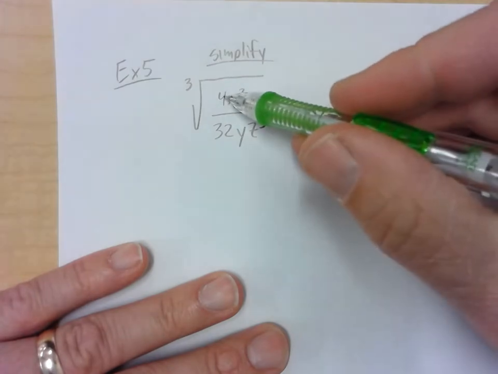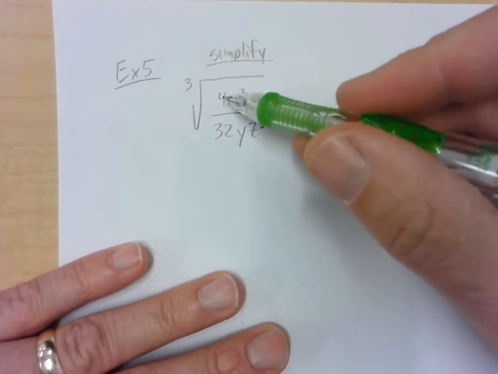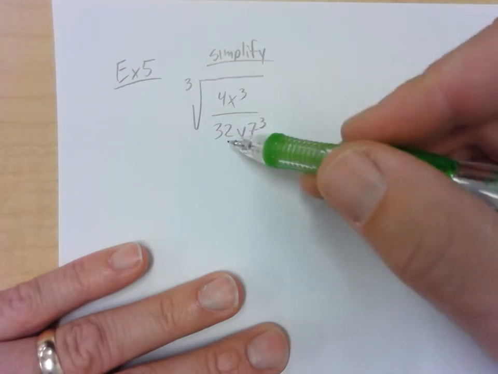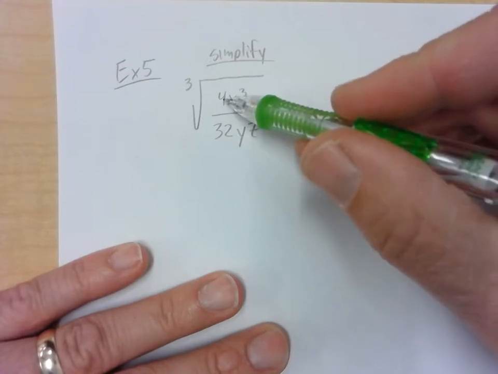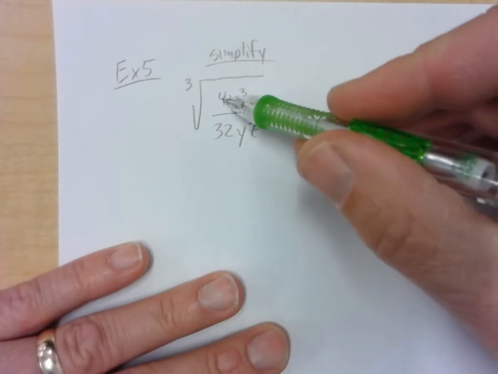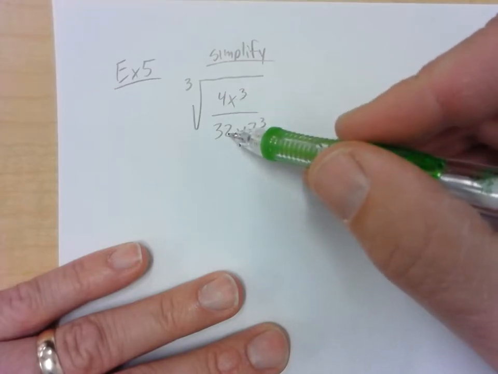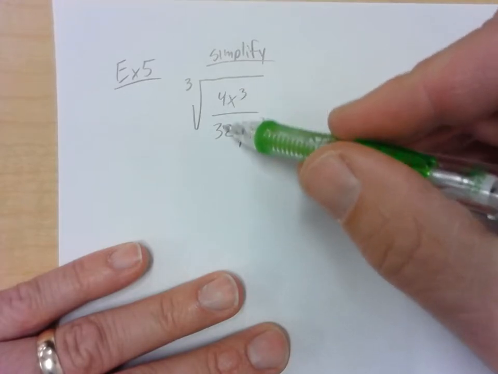I'm going to focus on 4 over 32. That's a fraction, and I can reduce 4 over 32. Because if I divide each of these by 2, that works, but even better, I could divide each of these by 4. So 4 divided by 4 is 1, 32 divided by 4 is 8. So what I'm telling you is this is 1/8.